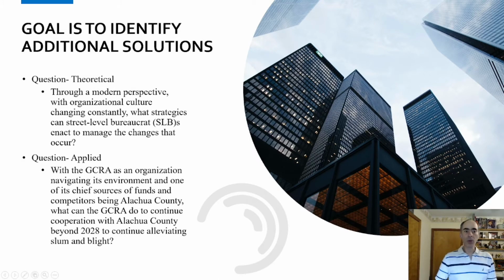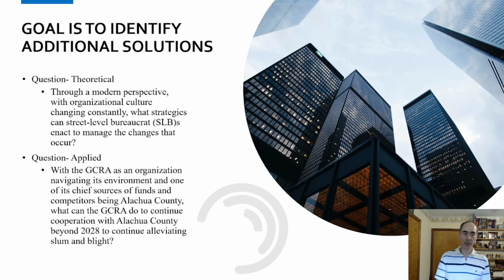So the goal is to identify additional solutions. So my first theoretical question is, through a modern perspective with organizational culture changing constantly, what strategies can street-level bureaucrats, or SLBs, enact to manage the changes that occur?